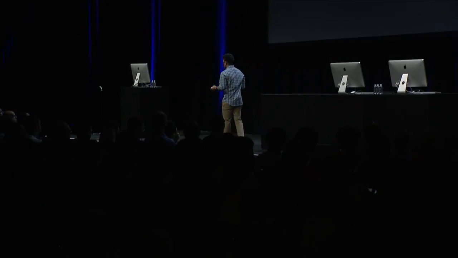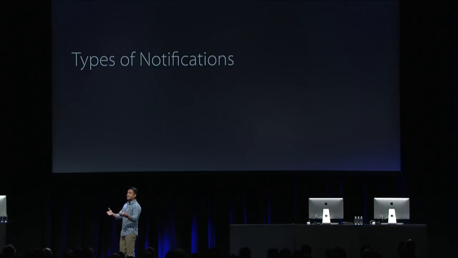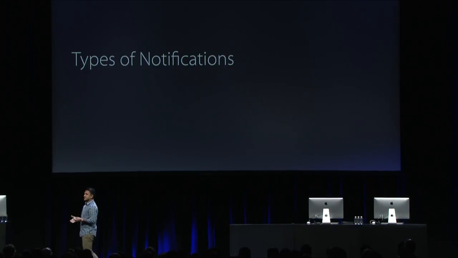So what are the different types of notifications that you as app developers can use for sending these notifications? Namely, there are two types, local notifications and remote notifications, depending upon their source of origin. So let's look at these individually.